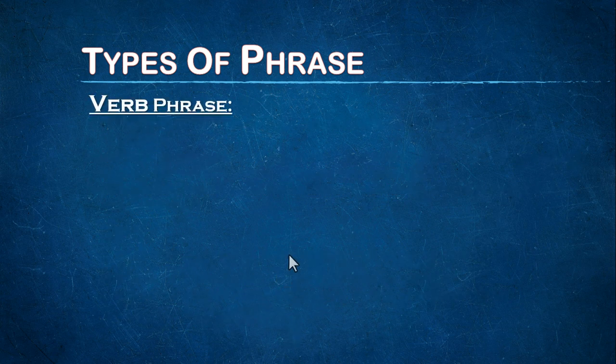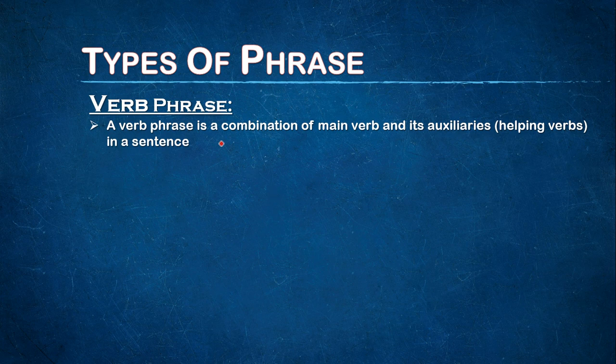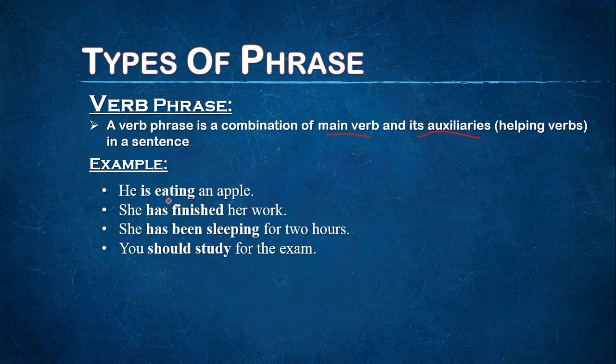Verb phrase is very simple. A verb phrase is the combination of the main verb and its auxiliaries, that is, helping verbs in a sentence. For example, he is eating an apple. Is eating is a verb phrase. Has finished her work is a verb phrase. She has been sleeping for 2 hours. Has been sleeping is also a verb phrase.